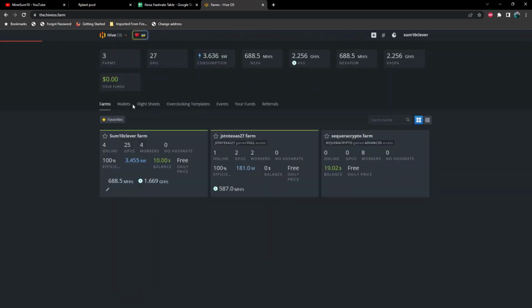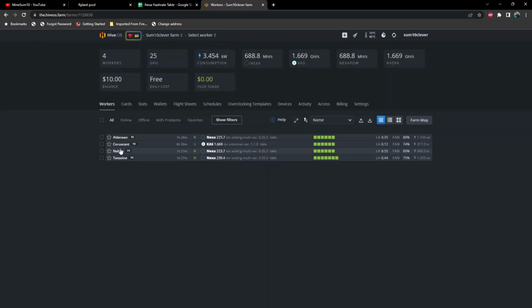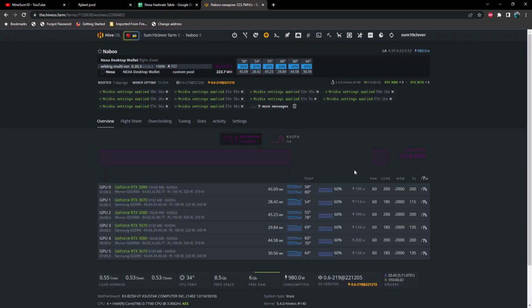Anyways, going back to the next rig here, let's take a look at Naboo. On a 3080, on this particular rig, we're getting about 45 mega hash, depending on the GPU. Now I have another rig that I'm getting about 46.5 mega hash at the same power. So, you know, silicon lottery. But also on these, I'm sitting at about 200 on the core.